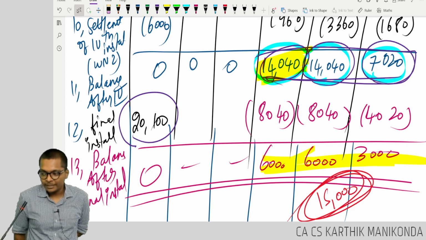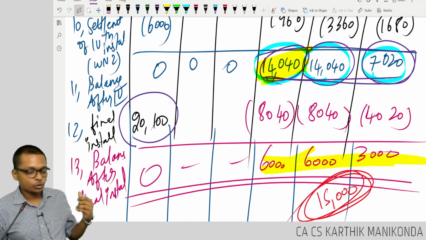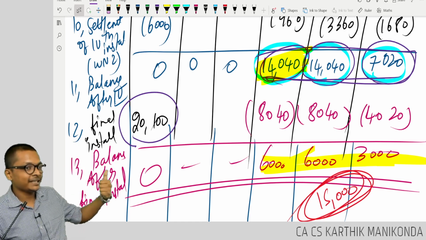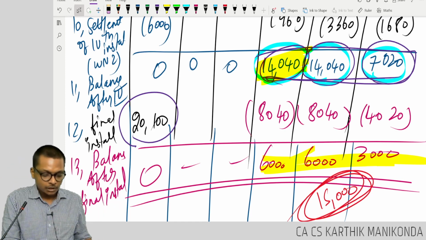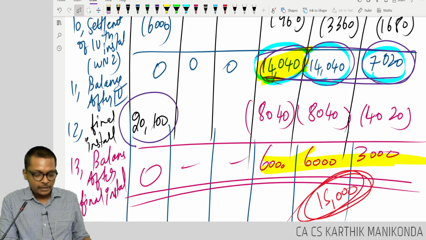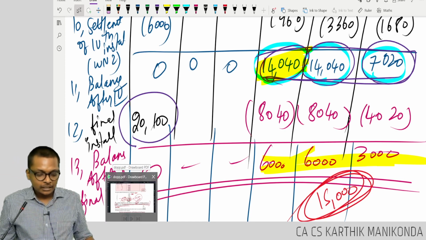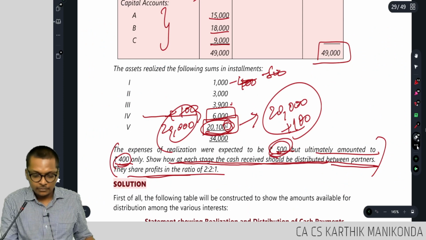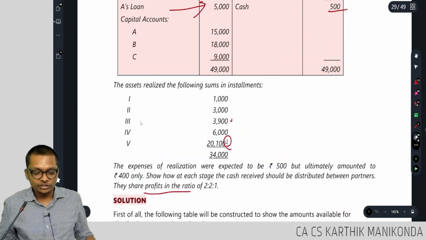This is the loss. Now let me just show you. This sum was so lengthy. You got loss of A is 6,000, B is 6,000, C is 3,000. Correct? Now same sum, I am going to solve it in the same sum. Let us solve it as a normal dissolution sum.